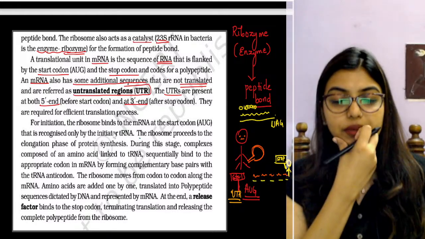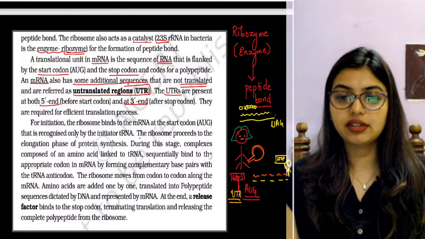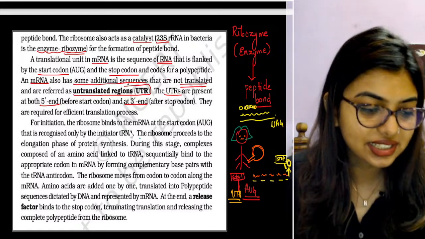I should stop taking names. So we will draw hair for her because she'll feel bad. Okay, got it. Yes. Chalo.